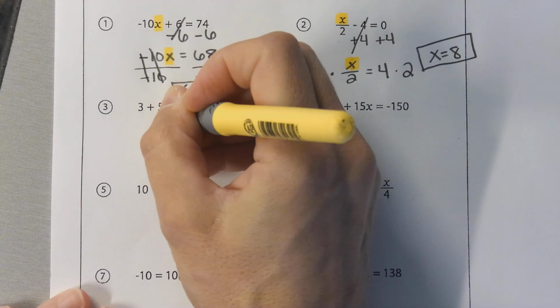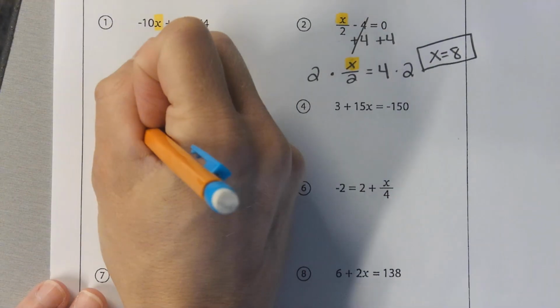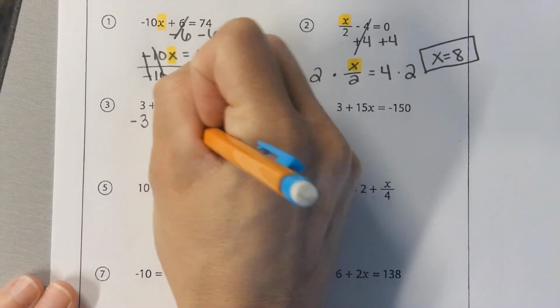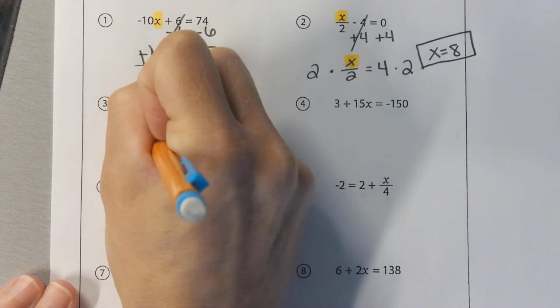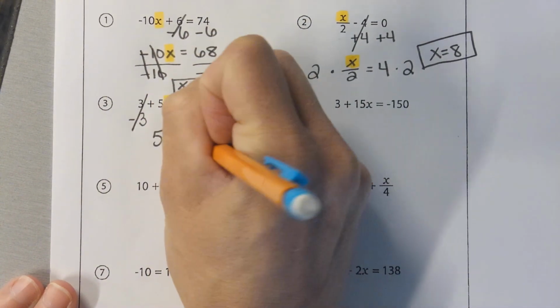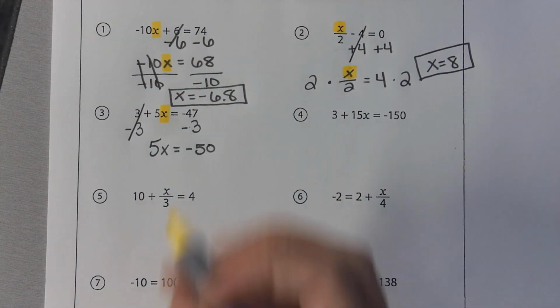All right, we've got an x. It wants to be alone. How can I remove stuff that's with it? Yeah, let's minus the 3 first. And so this will cancel. 5x equals negative 50. And then we want to get x by itself.